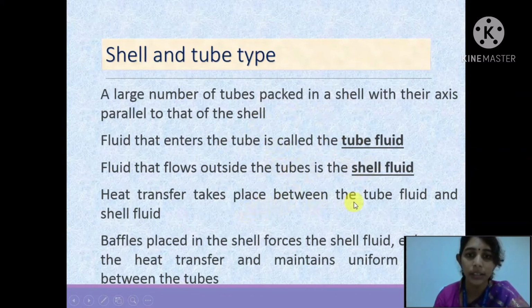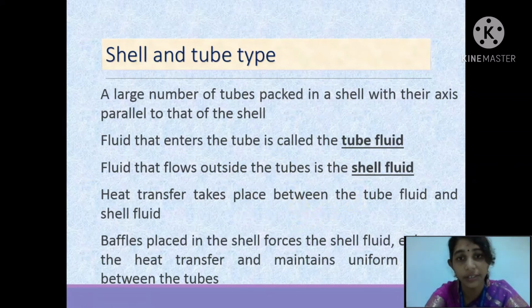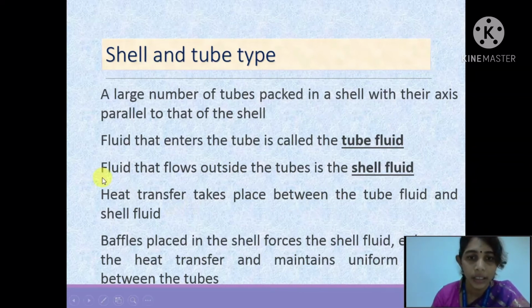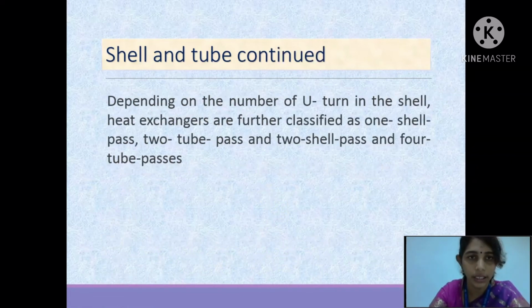Now heat transfer takes place between the tube fluid and the shell fluid. A wise decision has to be taken on which fluid has to flow inside the tube and which has to flow inside the shell. Normally the more viscous fluid is selected to flow inside the shell. Okay. Next, as I told you, the baffle helps in enhancing the heat transfer and ensures that the fluid is uniformly spread between the tubes. This is a shell and tube.